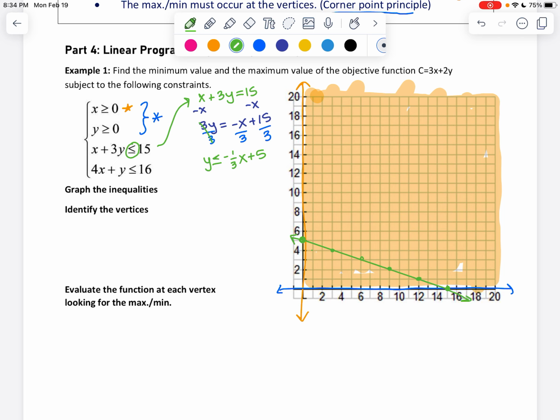And then we will shade this graph. Now this one says y is less than or equal to the line, and so we will shade less than this green line.